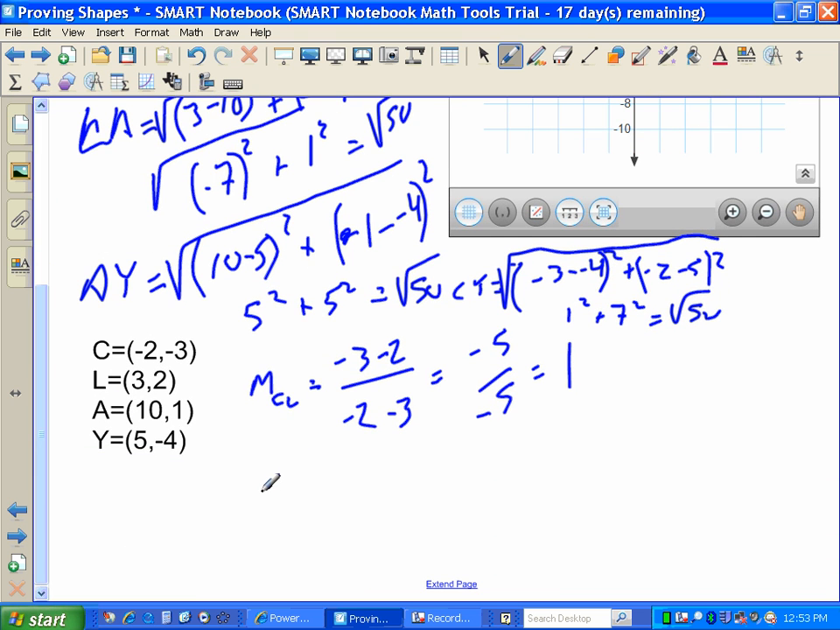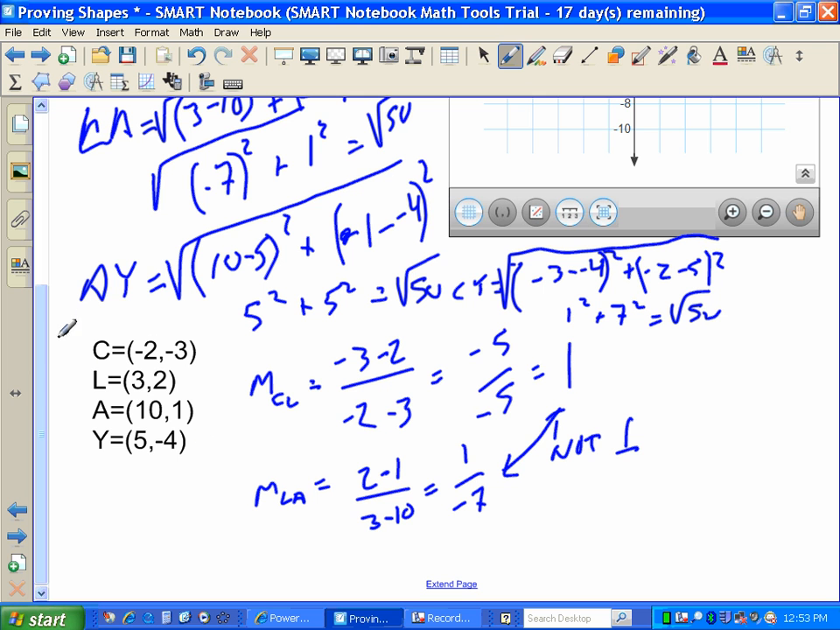And then what's the slope of LA? Slope of LA is going to be 2 minus 1 over 3 minus 10. That's going to be 1 over negative 7. So those aren't going to be perpendicular, right? Not perpendicular. So we don't have a square.